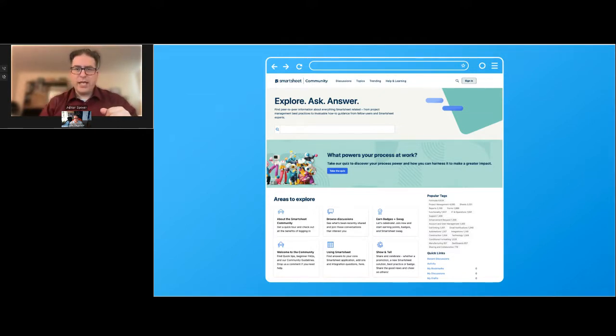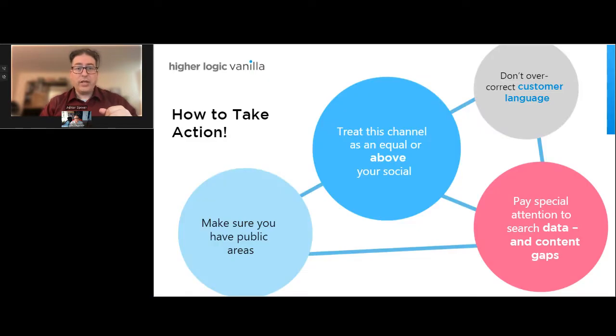So with that, what I want to say is, okay, how can you take action today with a community and make acquisition a central aspect of that? So the first thing, and this is somewhat controversial, I know, for a lot of folks, is to make sure that you have public areas for people to discover. I know that there's this tendency to want to hide everything. And yes, I'm all for it, there's certain content that you need to hide because you may have very customer-specific things there.